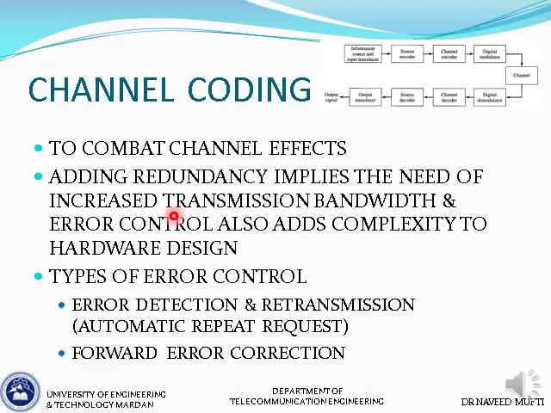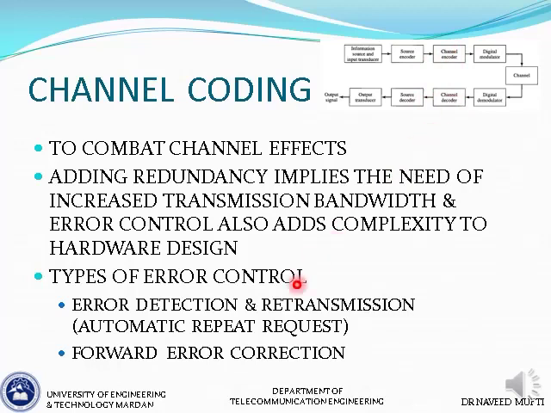So adding this redundancy increases our transmission bandwidth, or if we cannot increase our bandwidth, then it will increase our transmission time. And because channel coding is error control, it also adds complexity to the hardware design. There has to be a hardware here and a hardware here, so that adds to the complication of the hardware design.